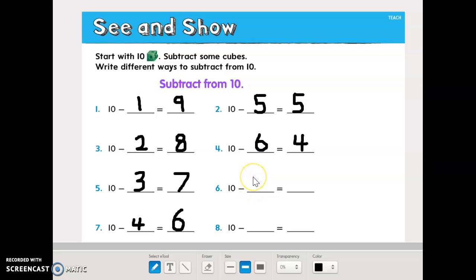10 take away 7 equals 3. And finally, let's do 10 take away 8 equals 2. All right, wow, we can sure see that pattern. Okay, make your page look like Miss Ellen's page.